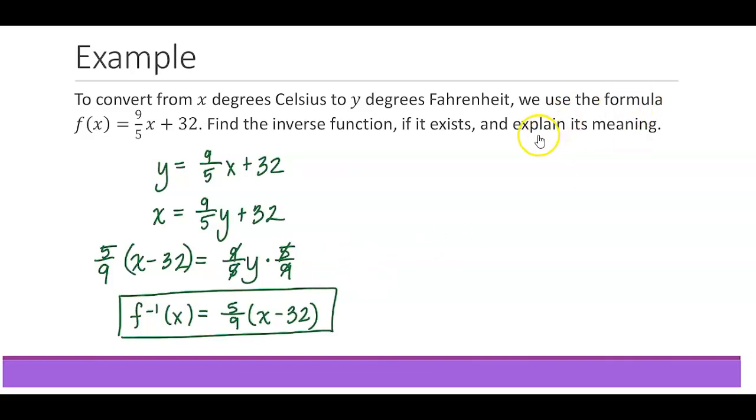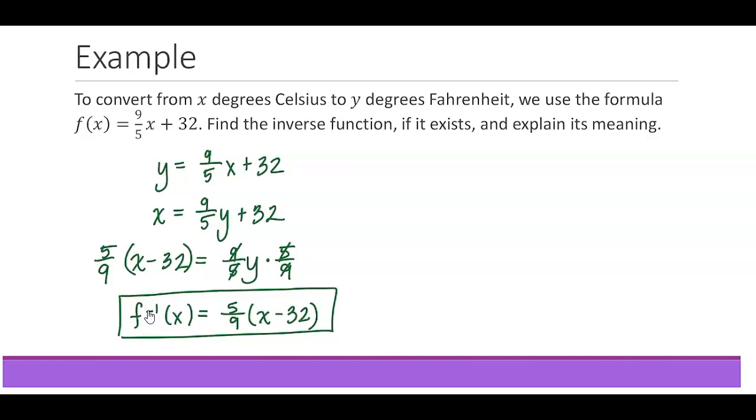And the last part is to explain its meaning. Well, the original function converted us from x degrees Celsius to y degrees Fahrenheit, but then we switched their places. So now x represents degrees Fahrenheit. So when I substitute in values of x, it's in degrees Fahrenheit, and what will come out is degrees Celsius.